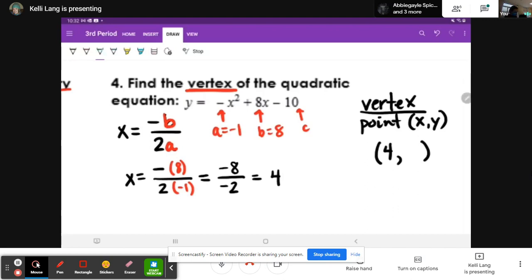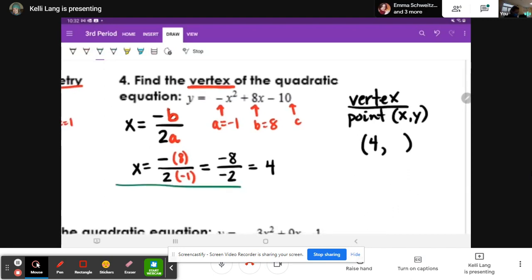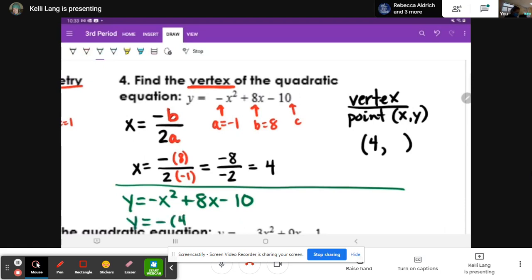So I'm going to use a different color here. Our function is y equals negative x squared plus 8x minus 10. Well, we already know that our x value is 4, so we're going to put 4 in for x. Make sure you use parentheses everywhere you're plugging that 4 in, and use caution when you're typing this into your calculator. Everybody get your calculators open. You'll want to try to type this in yourself.